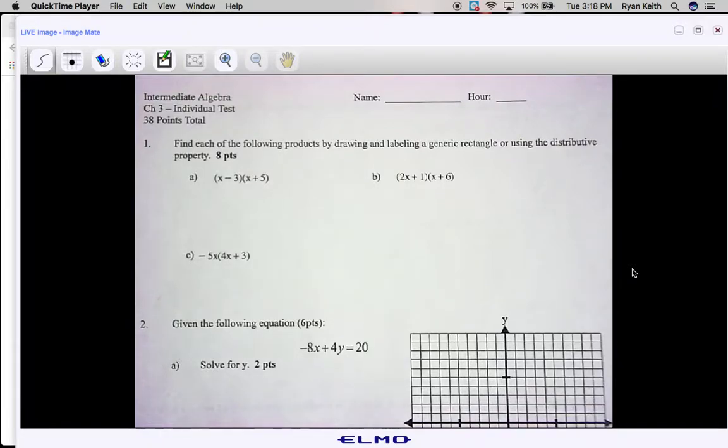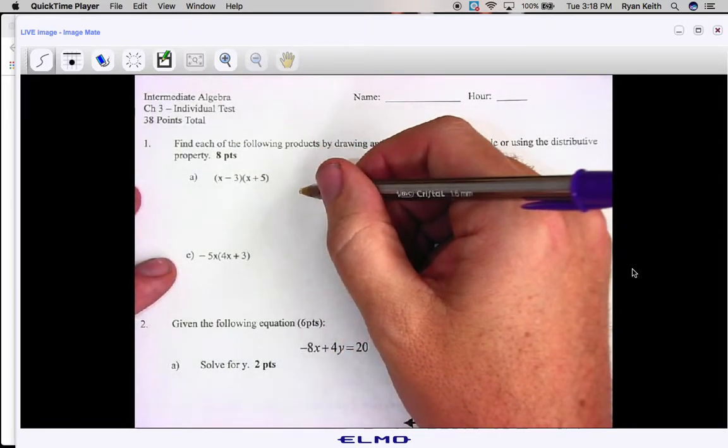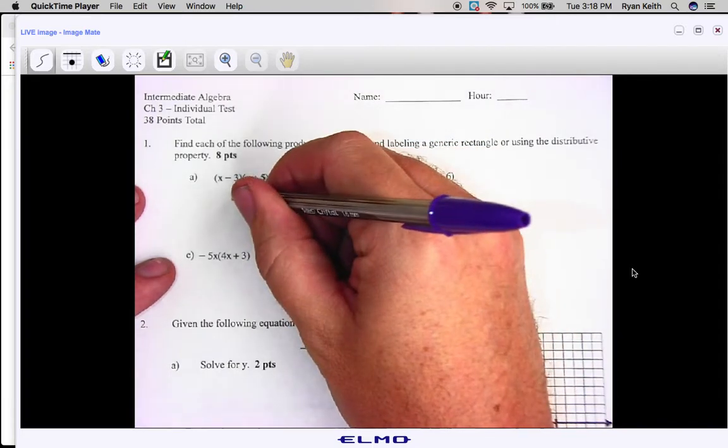Here we are with the Chapter 3 Individual Test Corrections video. Forgive my somewhat scratchy voice. We start with a generic rectangle problem.